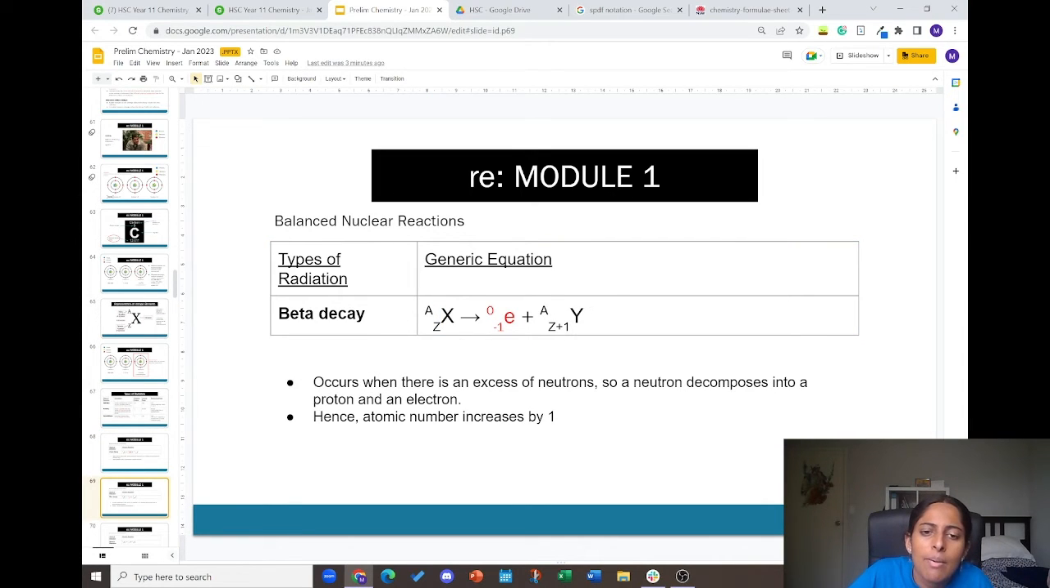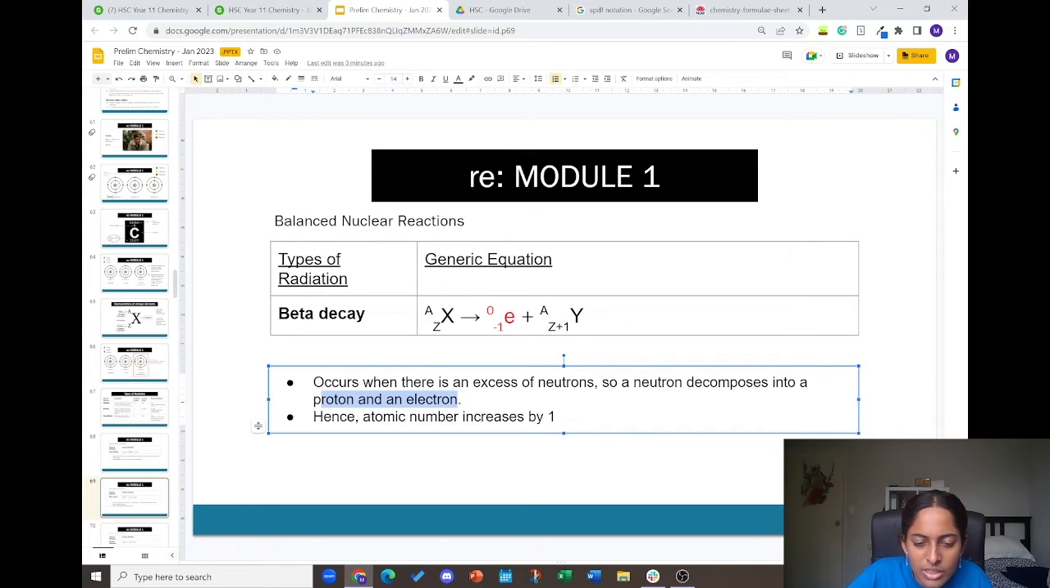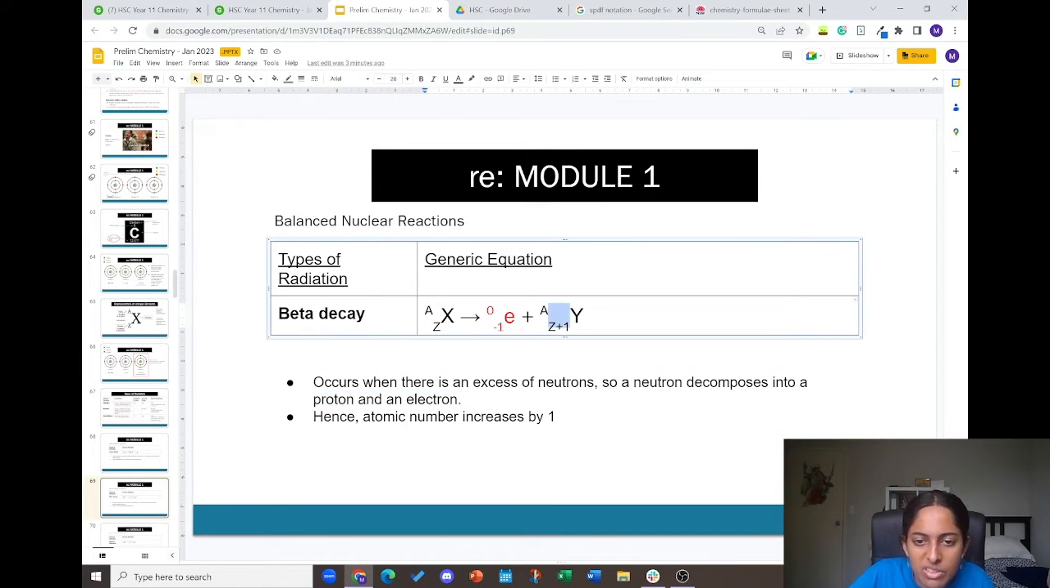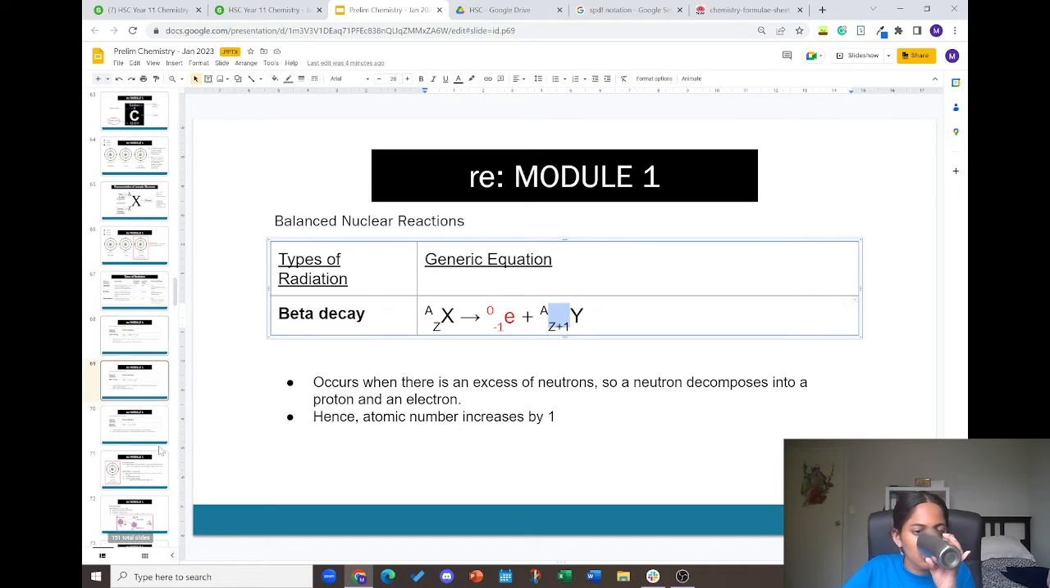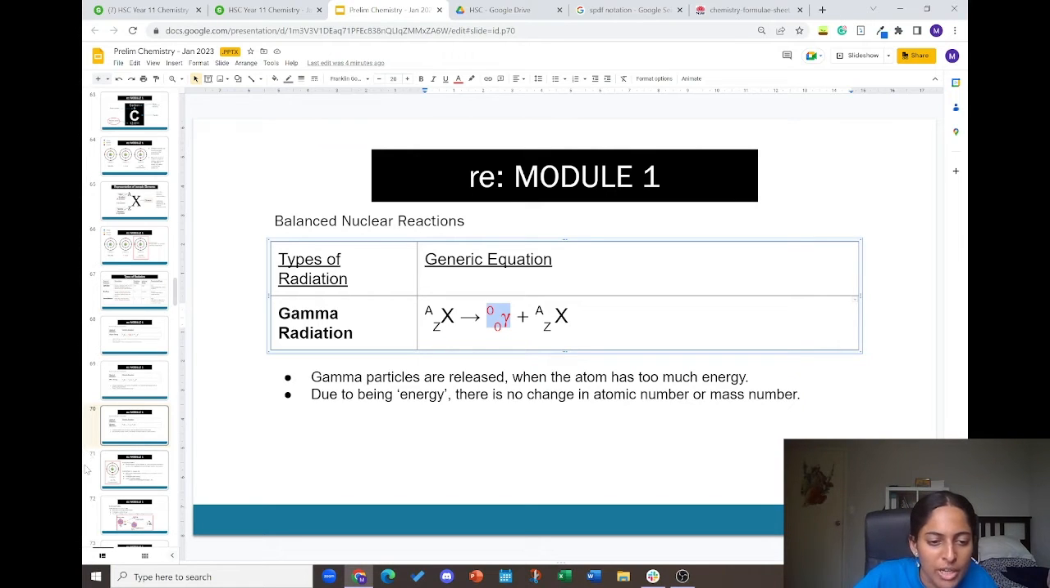For beta decay, since it's an electron being removed, this top number does not change when you write it down in the equation. But in this case, the bottom number gets added by one, because remember, Z plus 1 minus 1 is Z. So that's why we're doing it as Z plus 1. Really what happens is that a neutron converts itself into a proton and an electron. That's why you have atomic number increasing by 1. So that's the theory behind it. In terms of gamma radiation, there's no change. It just releases energy, so there's no change in atomic or mass number.